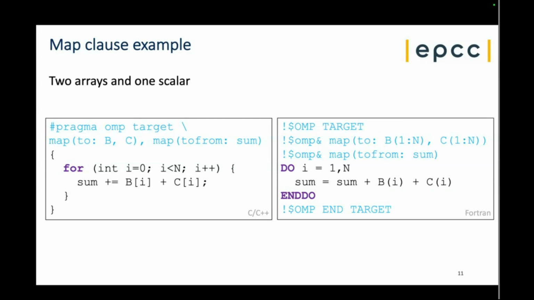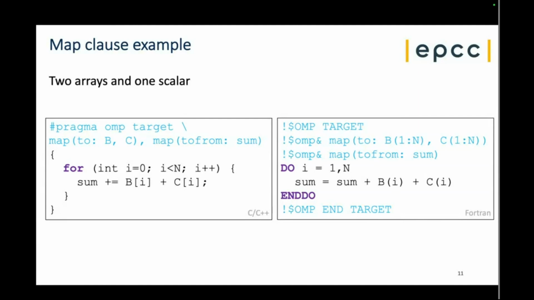We also want to make sure that sum is properly initialized. We don't want to start it with some random value, which means we also need to copy whatever is the initial value for sum, say 0, from the host to the target. Because we're transferring data both from the host to the device and back, we use the map type tofrom.